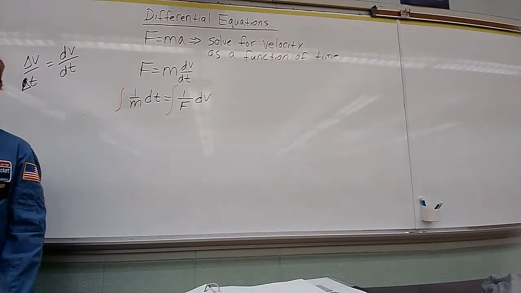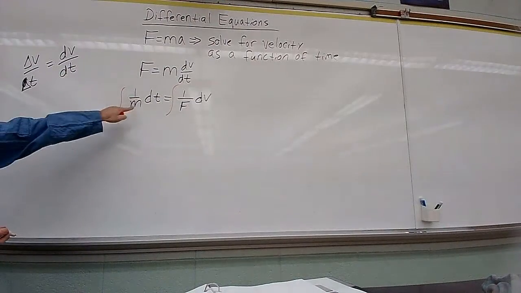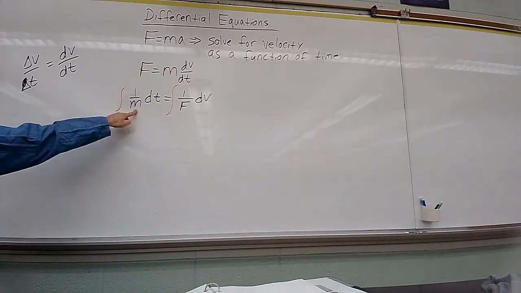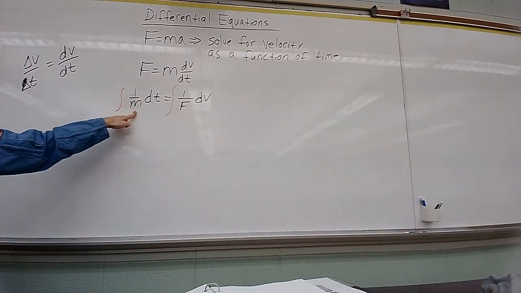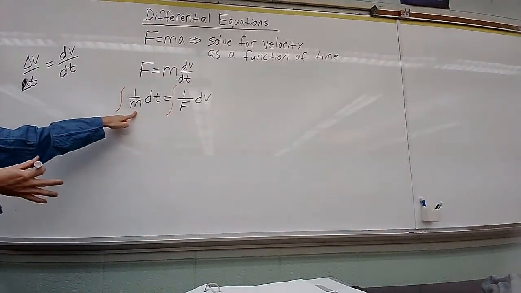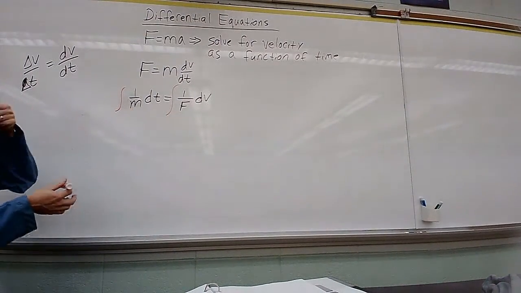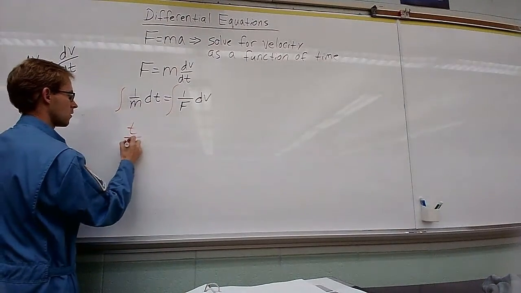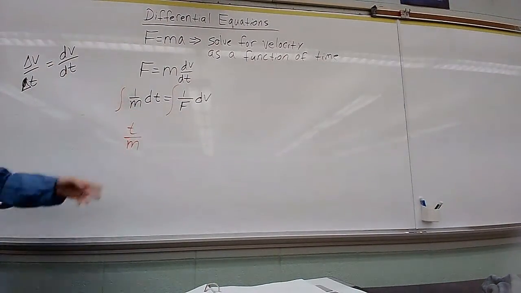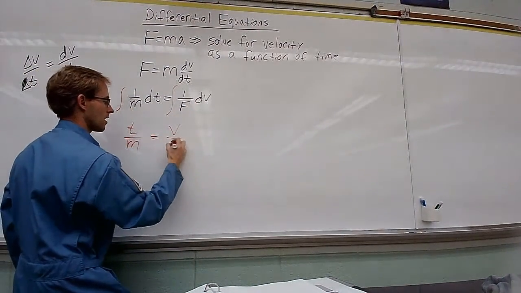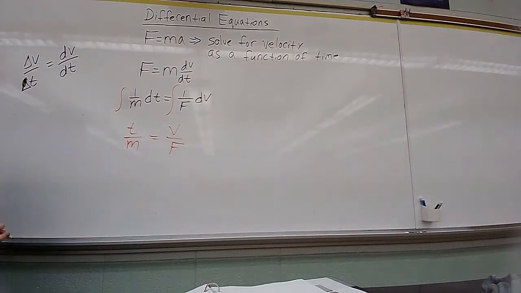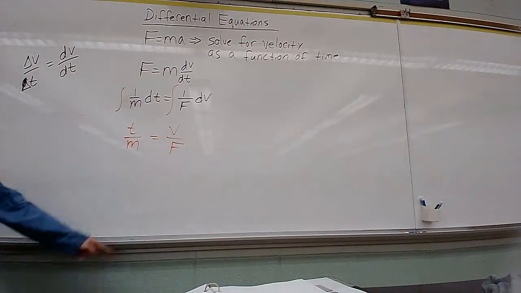Now this part is actually not too bad, because this is with respect to t. There's no t in here to integrate with respect to, so a constant comes out. If you're taking the integral of 4 with respect to x, the answer would be 4x. So if we're taking the integral of 1 over m with respect to t and there's no t, the answer is t over m, or 1 over m times t. Same thing over here: there's no v, so the answer is v over f. So if you want to solve for velocity as a function of time, you just get the v by itself.